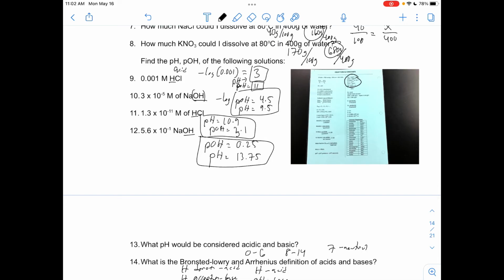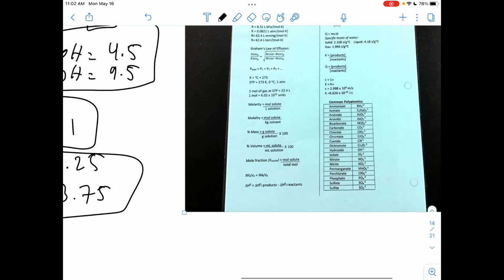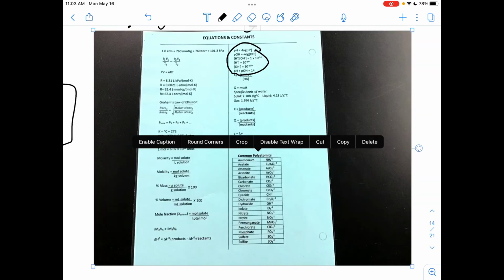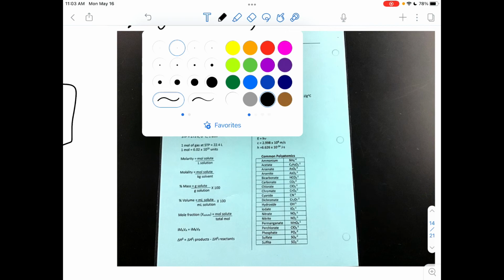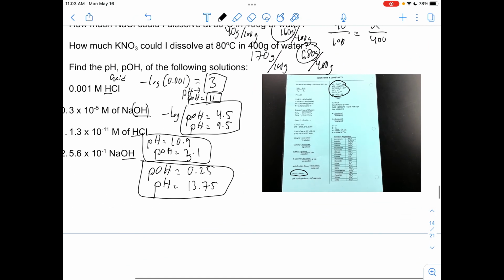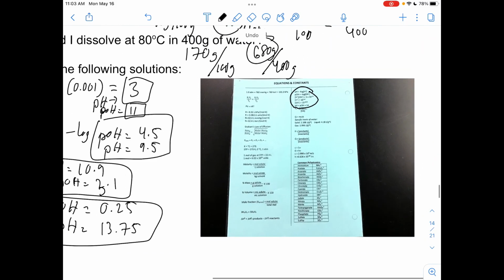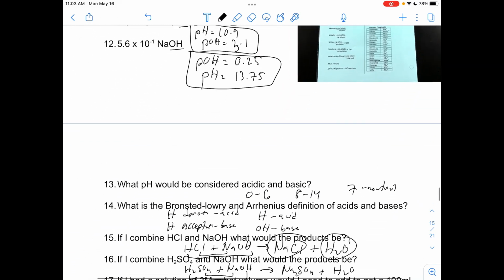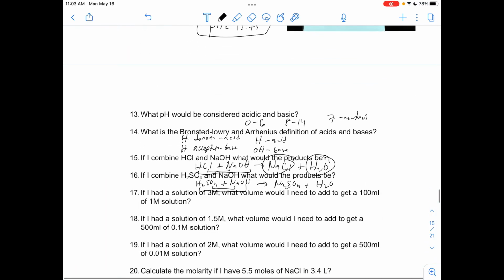Okay, making solutions. We're going to use this other equation. It's over here on your, okay, right here. I'm going to use that equation. MV equals MV, that's the equation we're going to use. So M1 V1 is equal to M2 V2. So M is molarity and V is volume.